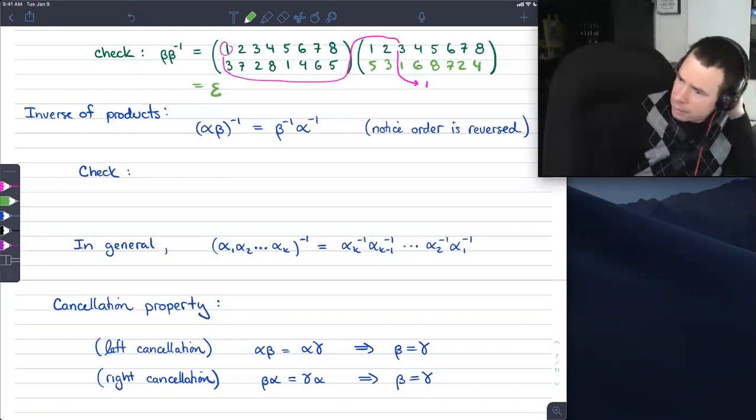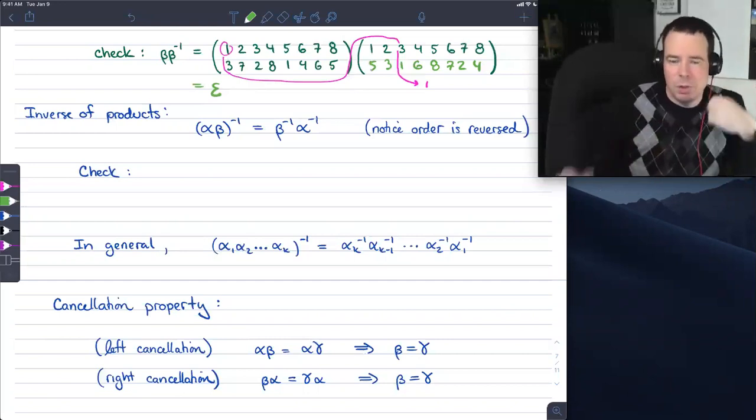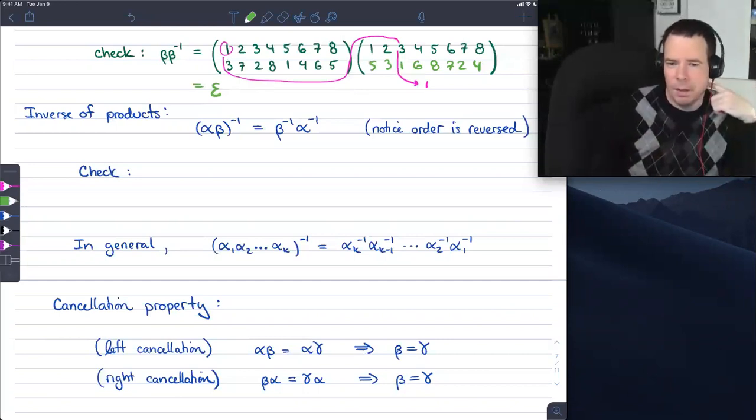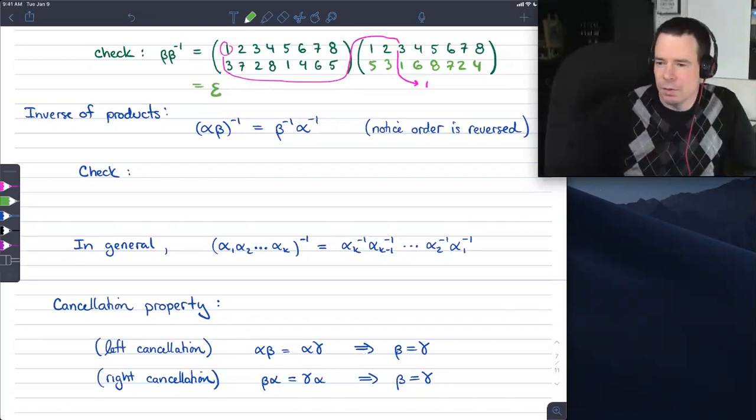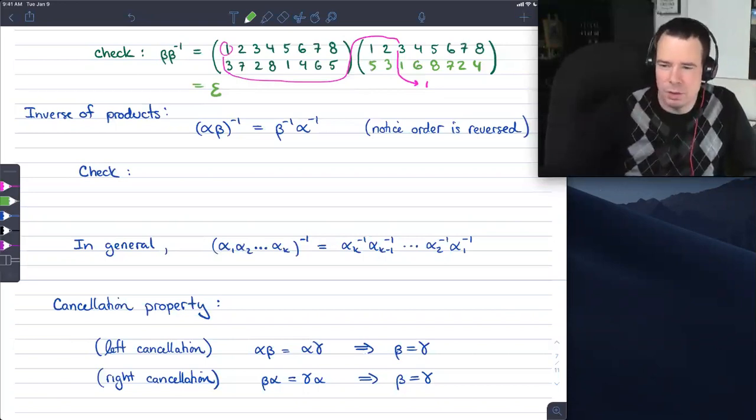inverse of the product? So we could compute the product first, find that permutation, and then compute the inverse of that result. Alternatively, we could get the inverse by multiplying 2 permutations, namely the inverses of the 2 original permutations. But we have to be careful here in that the order is reversed. So if it's alpha multiplied by beta, and we're going to take the inverse, the inverse is beta inverse multiplied by alpha inverse.